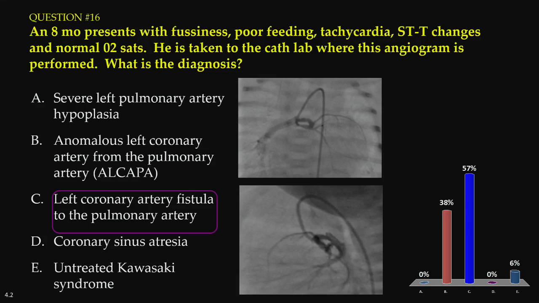Does that make sense? It's a little tricky, I guess, but if you really understand anomalous left coronary artery from the pulmonary artery, you'd realize that if you were in the aorta and you took a selective injection in the left coronary sinus, there would be no left coronary artery, right?